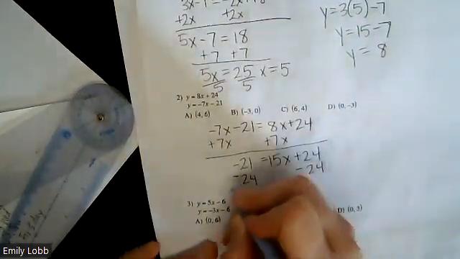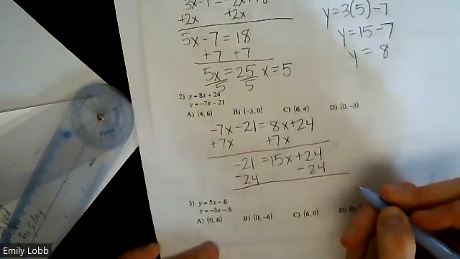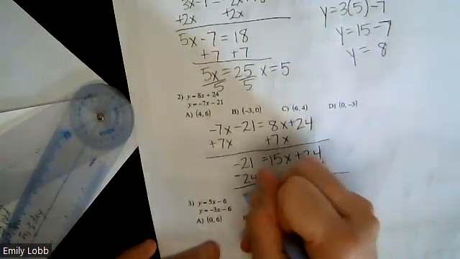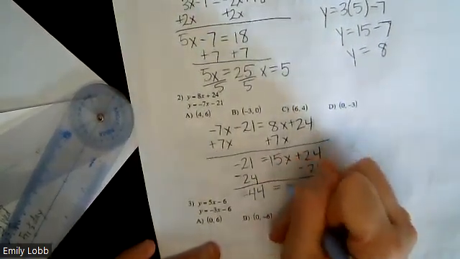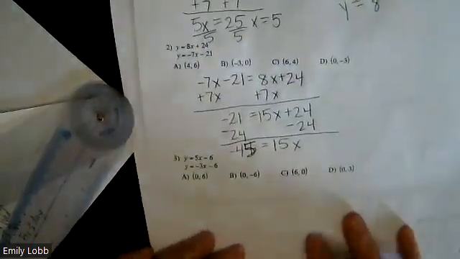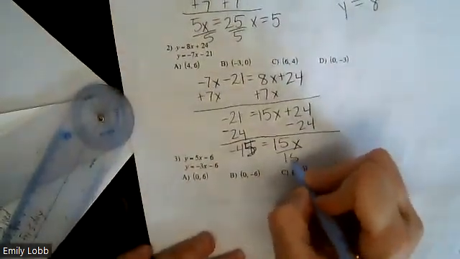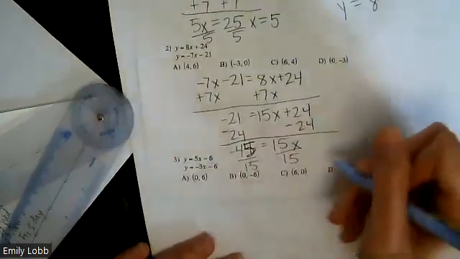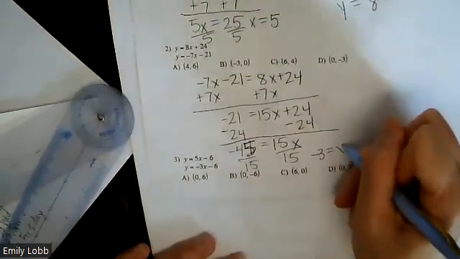Why is that so awful? So this gives me negative 44 equals 15x. What did I do wrong? Oh, nope, that's a 45. That's why. I just can't add. Oh boy. All right, divide both sides by 15. So negative 3 is equal to x.